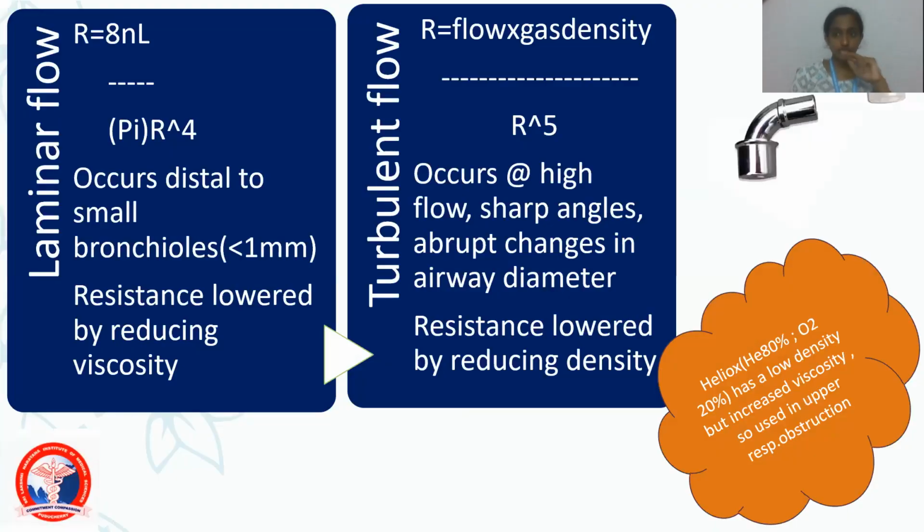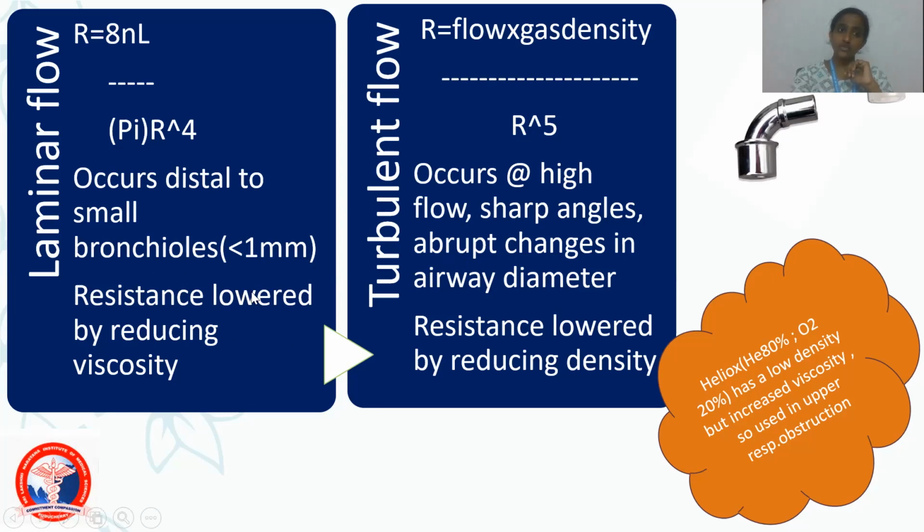There are two types of flow that we should know. Normally, in physics, we would have learned this: laminar flow and turbulent flow. In laminar flow, the resistance formula is 8 eta L by pi r power 4. Whereas in turbulent flow, the resistance is flow times gas density divided by radius power 5. Actually, laminar flow will occur distal to the smaller bronchioles, that is, in the smaller airways. In the bigger airways like the trachea and bronchi, we have turbulent flow.